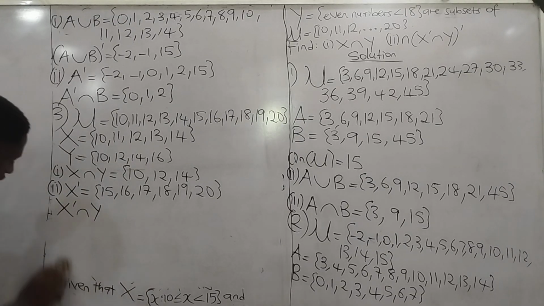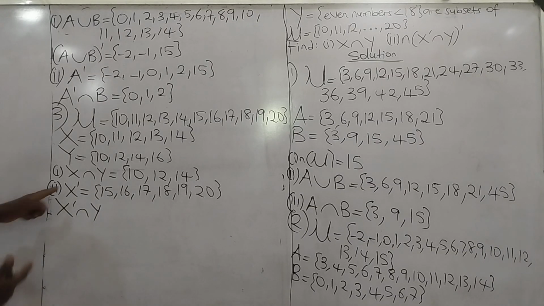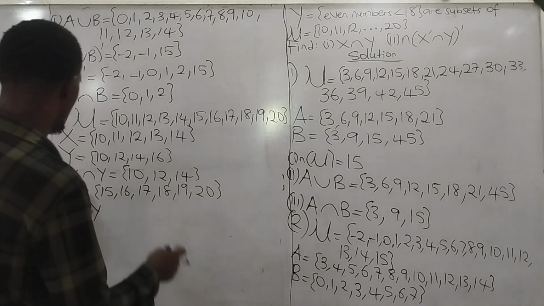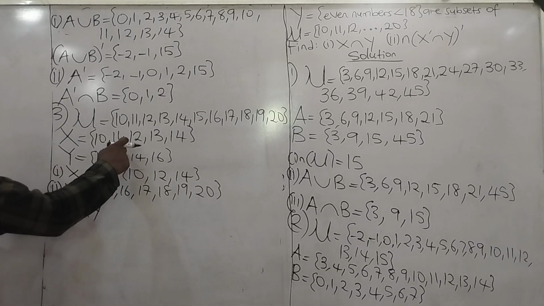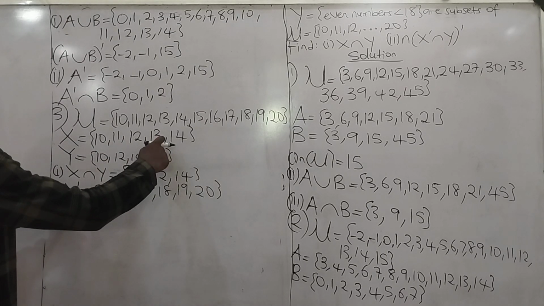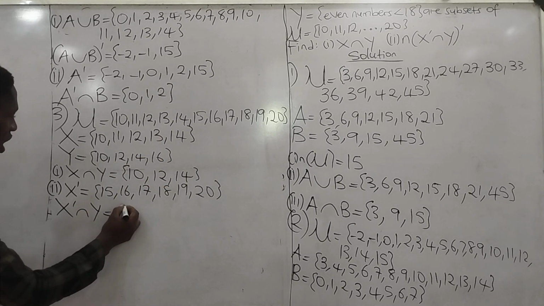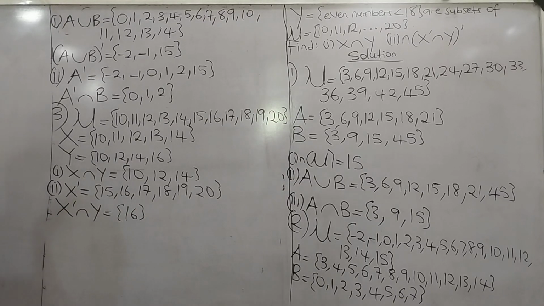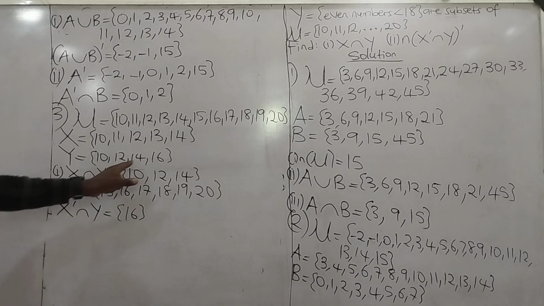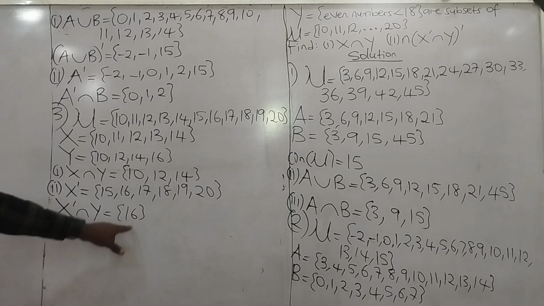What does it mean? X complement intersection of Y means what is common here in X complement and also common in Y. So let's check it. Okay, we have only 16. You can see 16 in this set Y and also X complement. There is nothing that you can see that is there in two of them apart from 16.